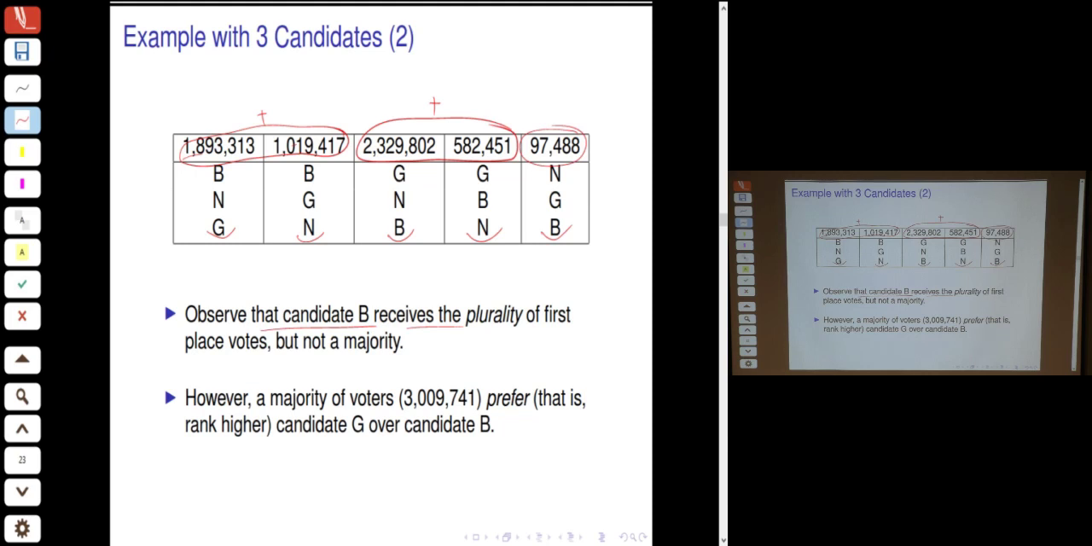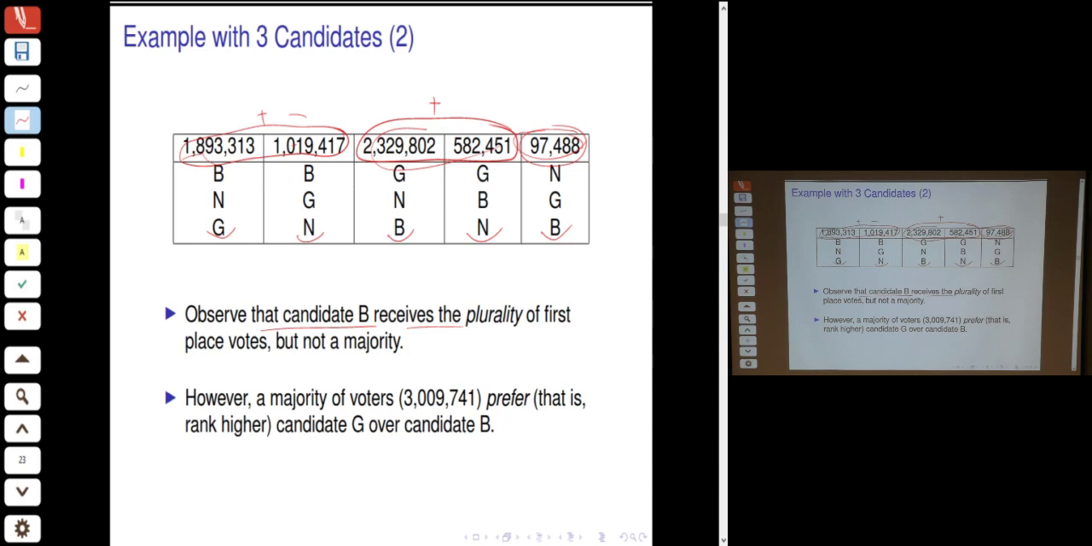Now, if you look closely and compare these counts, B gets the most first place votes among the three candidates, but it's not a majority. If you look at just the first place votes, B will get a certain percentage of first place votes, G will get a certain percentage, and N will get a certain percentage.